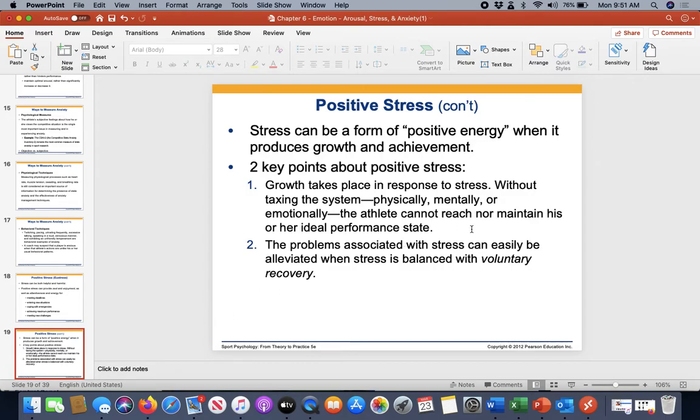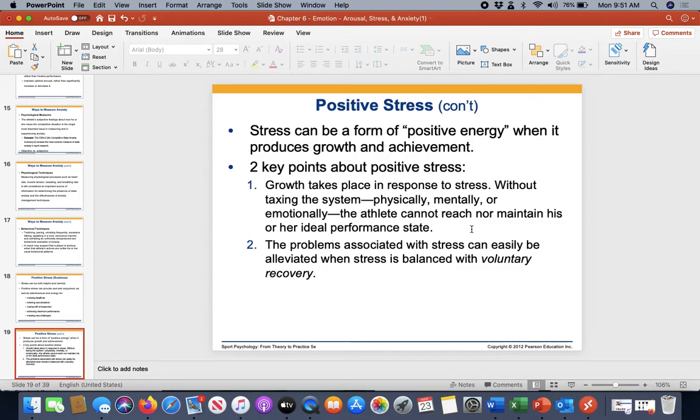One of the cool things though is that it's not going to tax your system. We know that with positive stress, in the moment it may be stressful, but it's not taxing the emotional and the mental component, even though the physical might be beat up a little bit. Like exercise, you're beating up the physical, but it's helping the emotional and the mental state. So that's just part of training.